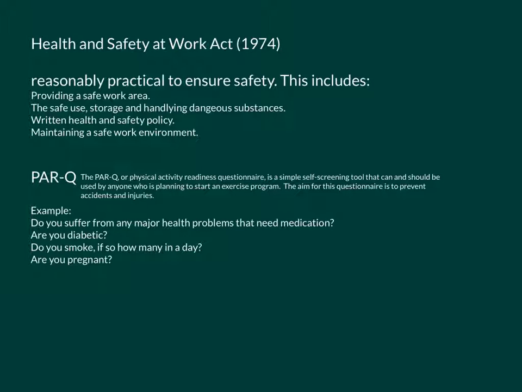The Health and Safety at Work Act in 1974. This was created to ensure reasonable practices to ensure safety. This includes providing a safe work area, the safe use, storage and handling of dangerous substances, written health and safety policies, and maintaining a safe work environment.